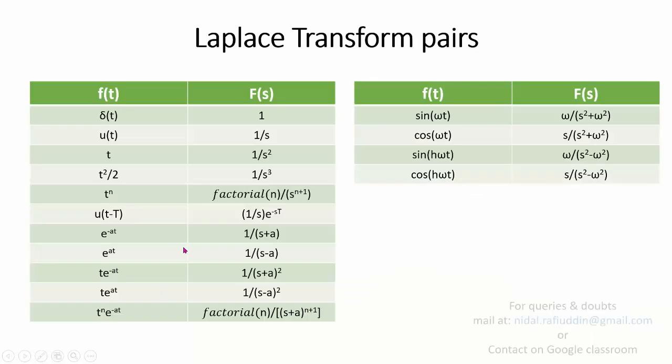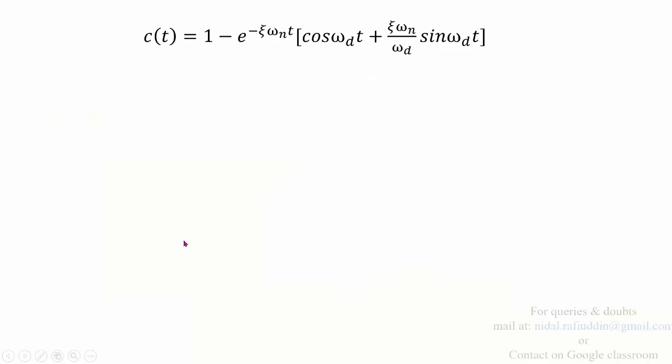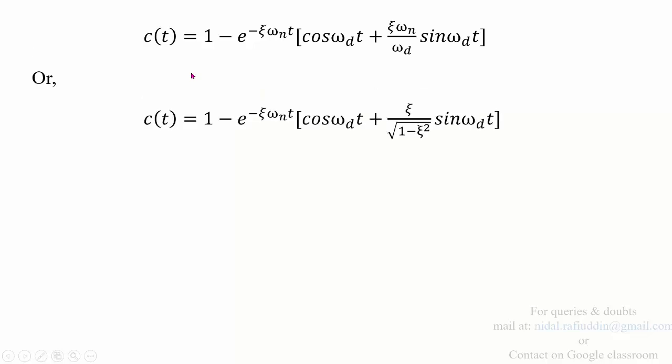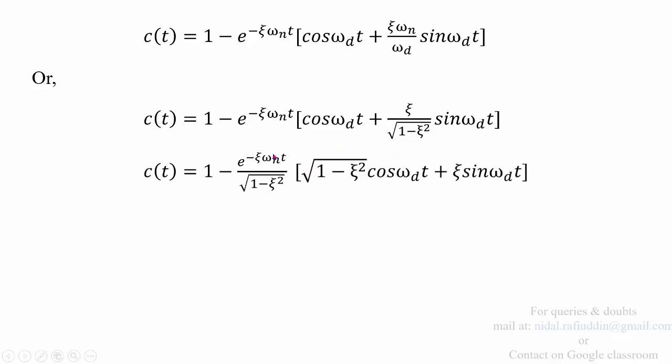Now, if I further simplify this, I know that omega d can be written in terms of omega n as omega n under root 1 minus zeta square, so I cancel out omega n in the numerator and denominator, and what I'm left with is zeta upon under root 1 minus zeta square. Further simplifying this gives me e raised to the power minus zeta omega n t, and you took the denominator out of the braces, and then what you're left with is this expression.